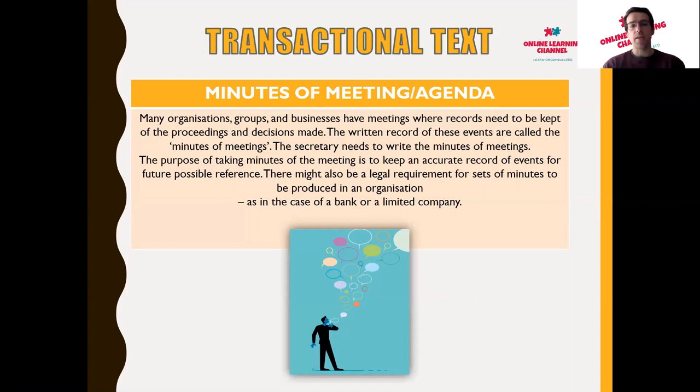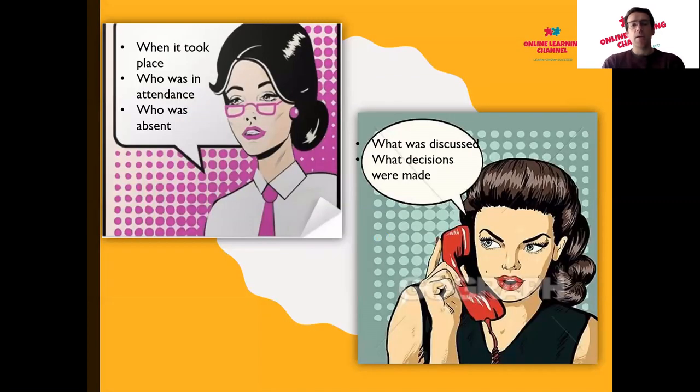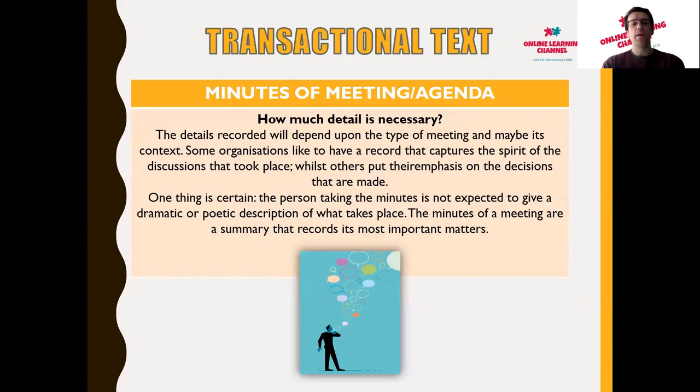So it needs to be done, it's a legal requirement essentially, and it needs to be done in an organized and straightforward fashion. And ultimately, it needs to be done in a way that looks at a couple of questions such as when it took place, who was in attendance, who was absent, what was discussed, and what decisions were made. So now when it comes to the actual process, how much detail is required?